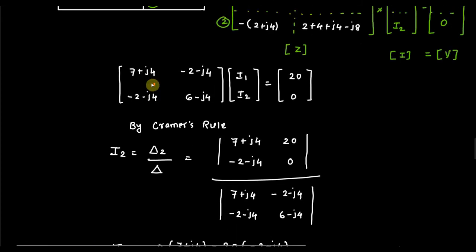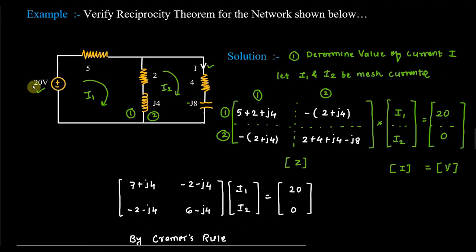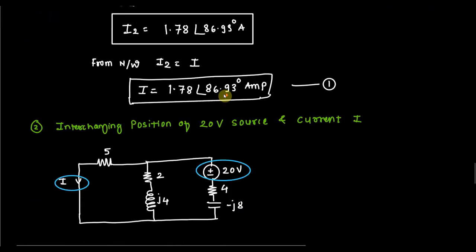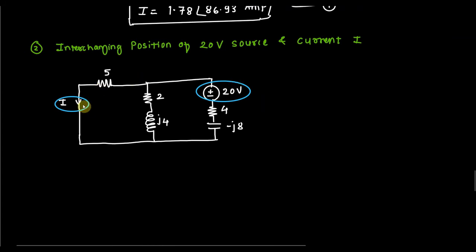Okay, so this was my original circuit. Here we have interchanged 20 and I. Now what is our aim? Our aim is to find out this current I. So how do you get this current I? By the same method, apply mesh analysis.